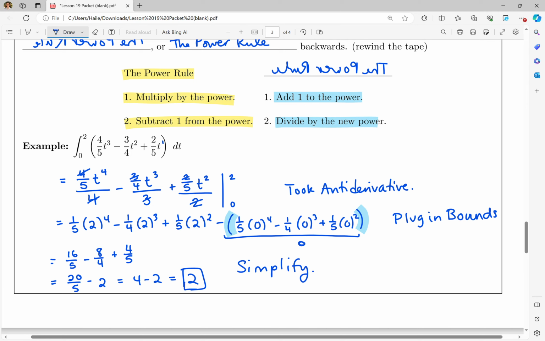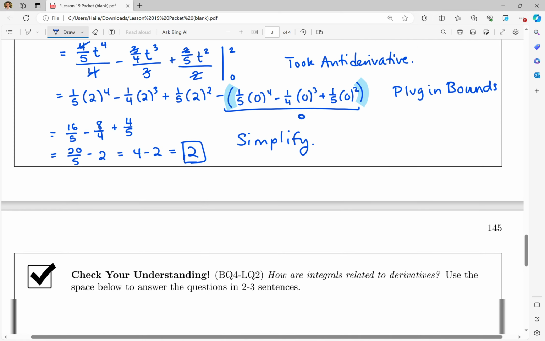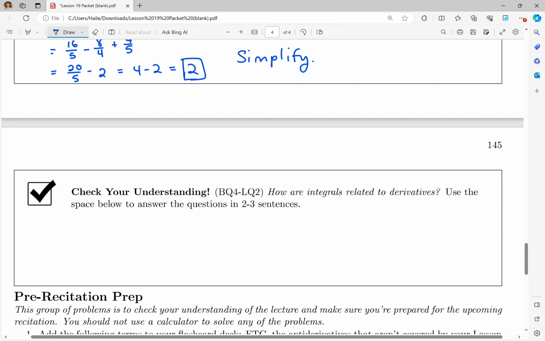So hopefully now you have a nice introduction to the fundamental theorem of calculus and definite integrals. So the last thing you need to do today is just check your understanding. Make sure you can answer the question, how are integrals related to derivatives? And that's the end of lesson 19. Just 2 more to go.